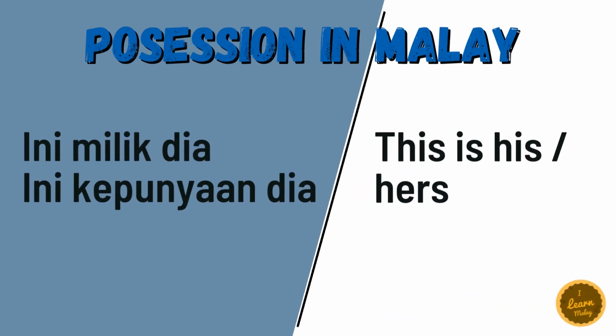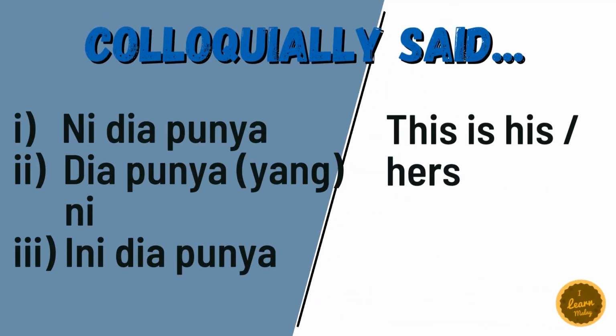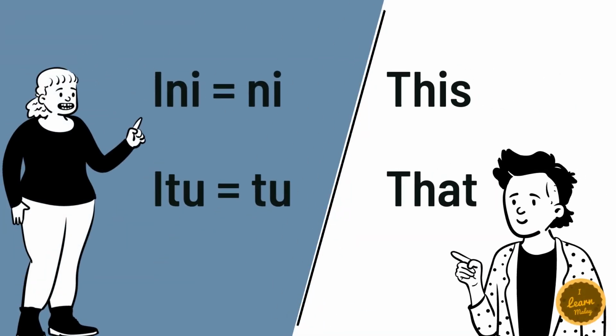There is another way to talk about possession in Malay. Formally, we use ini milik dia, ini kepunyaan dia, which means this is his or this is hers. But casually, colloquially, we normally say like this: ni dia punya, yang ni dia punya, or dia punya ni, instead of ini dia punya. All the above mean the same: this is his or this is hers. You can replace ni or ini with tu and itu for that.